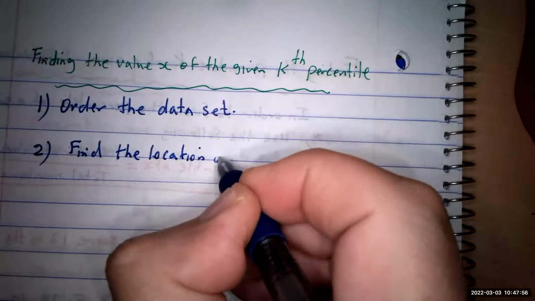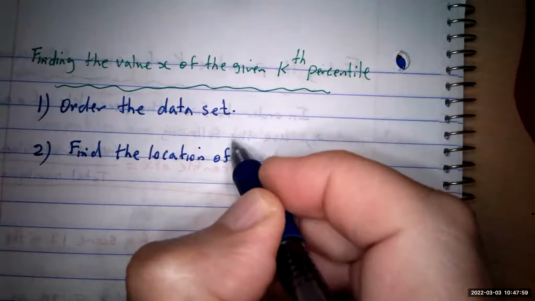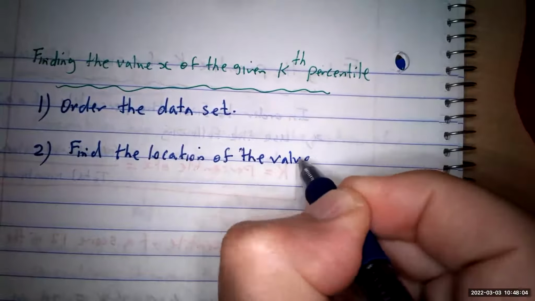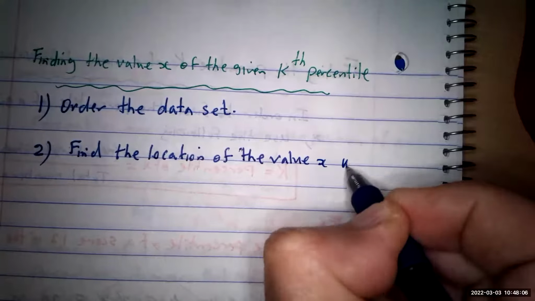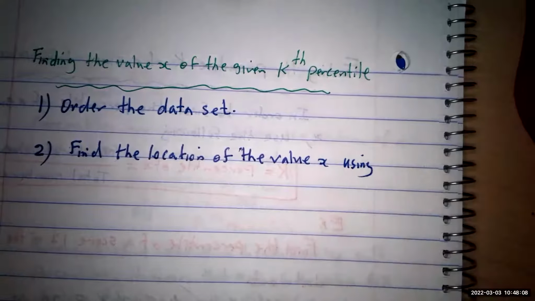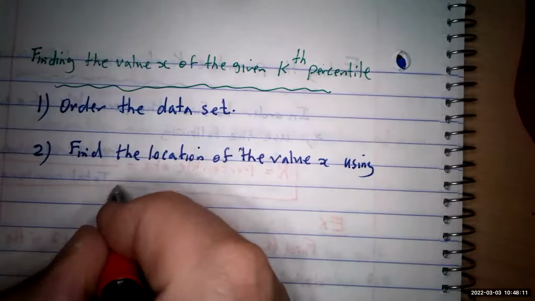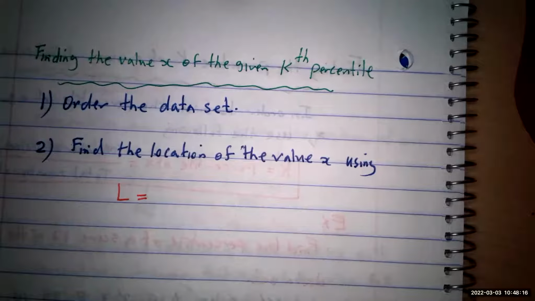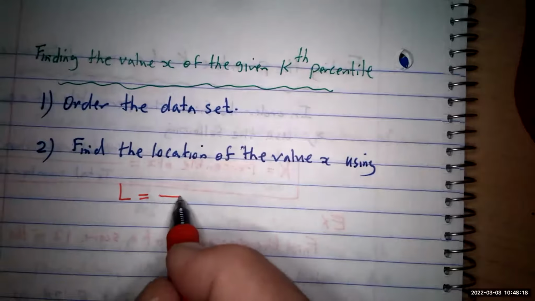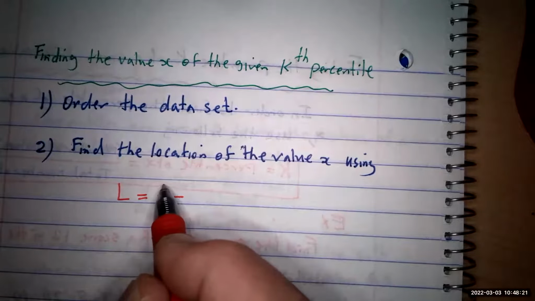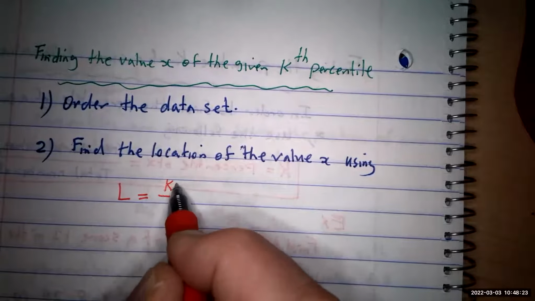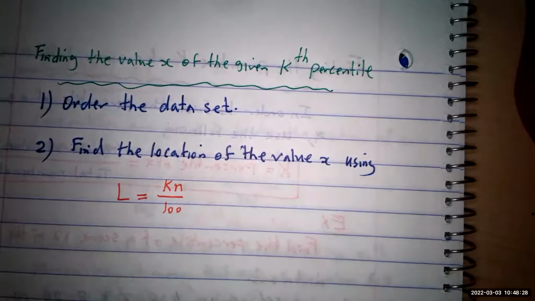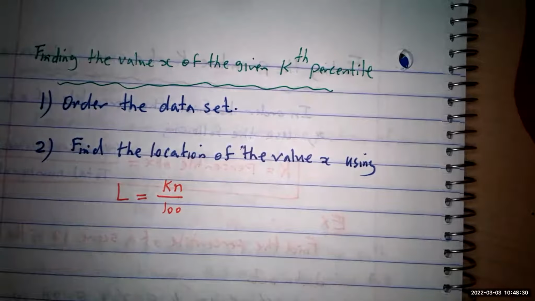Okay, location of the value X, which is missing, using this formula. The formula is going to be, you see, L for location. We call it location number. This is going to be K times N divided by 100. It's kind of converse to the other formula that we're going to have.